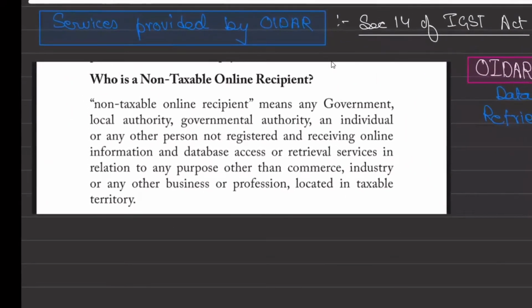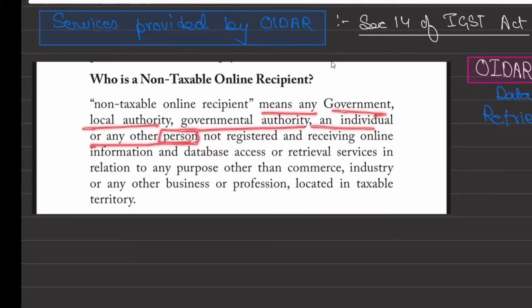But what about those non-taxable online recipients? Non-taxable online recipient means the one who is a recipient of the services and is not registered. This is important. Non-taxable online recipient means any government, local authority, governmental authority, and individual or any other person. Any other person means those seven names.